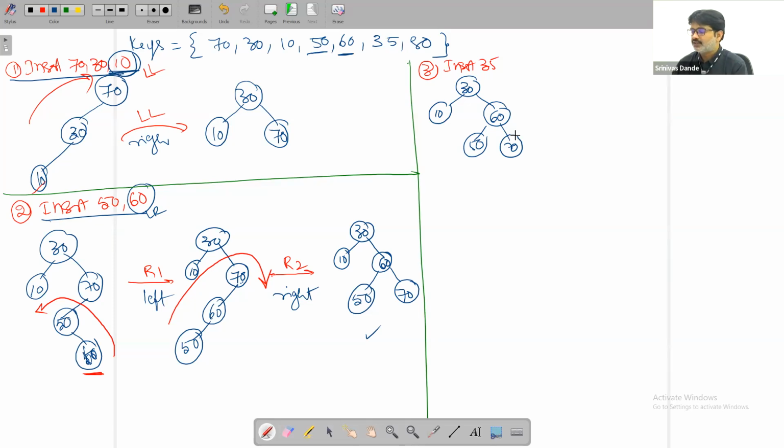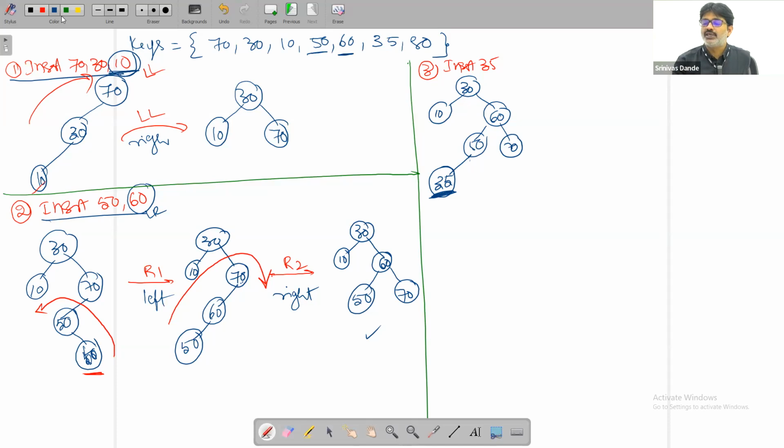Left of 50, yes. Here, I think, is what is causing unbalance, right? So what is that? This is right, left, left. Can I say it as LL? So in LL, which three are taking the LL? 60, 50, and 35.